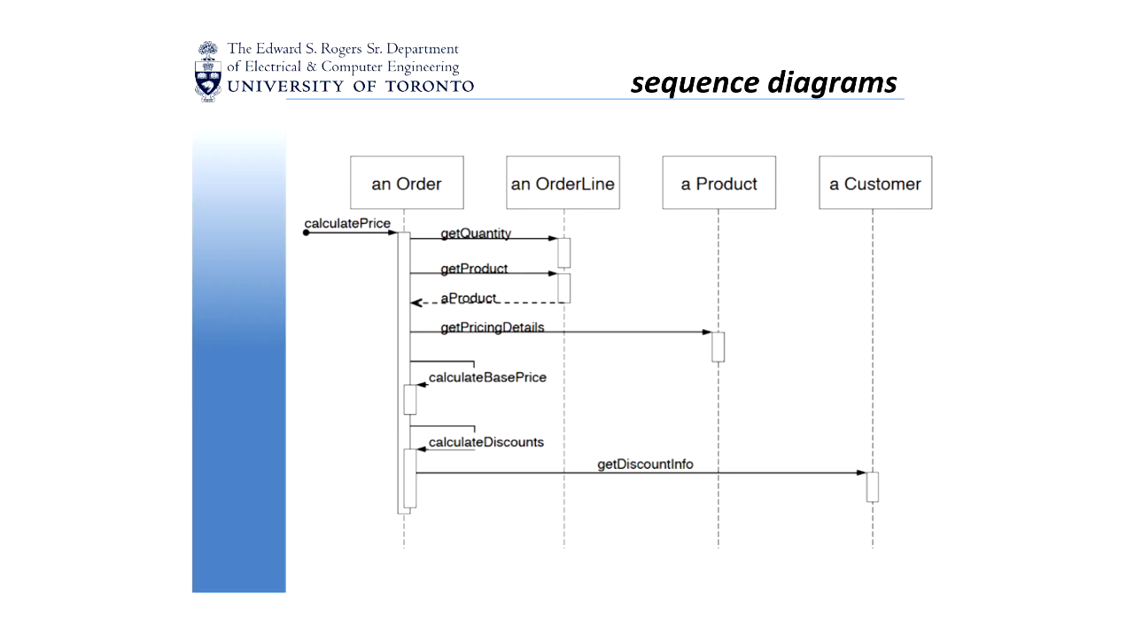These diagrams visualize individual scenarios by showing the interactions between users and the system through a sequence of messages. For example, when an order object receives a calculate price message, the diagram shows the resulting calls to order line, product, and customer objects to retrieve quantities and pricing details.